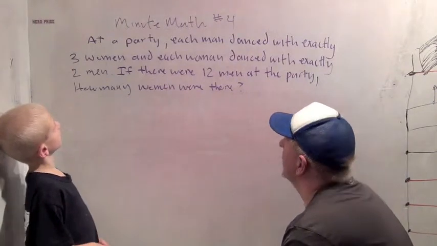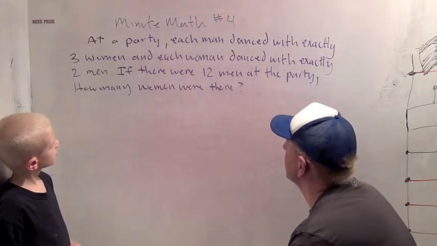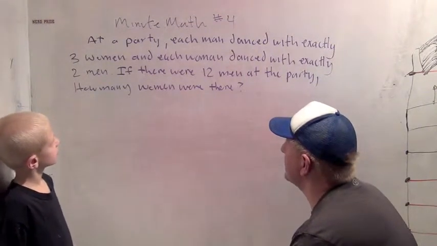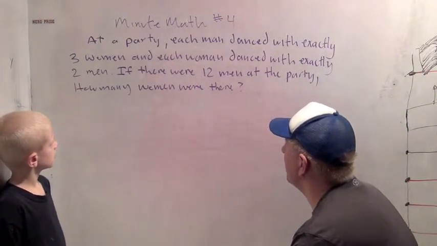So you ready? Yep. At a party, each man danced with exactly 3 women, and each woman danced with exactly 2 men. If there were 12 men at the party, how many women were there?